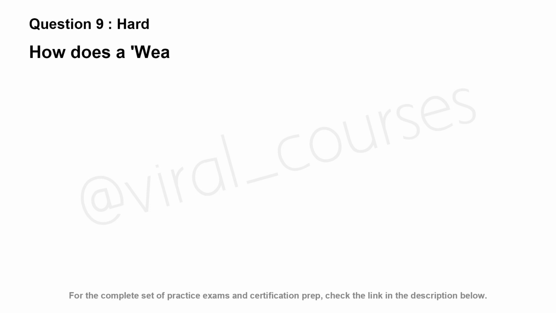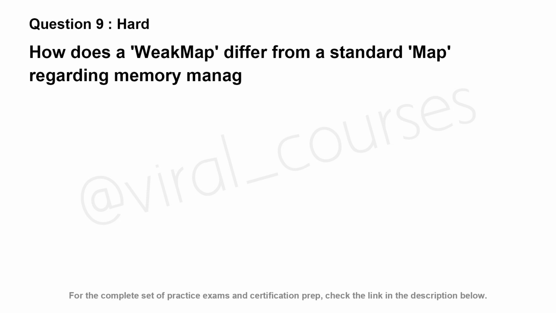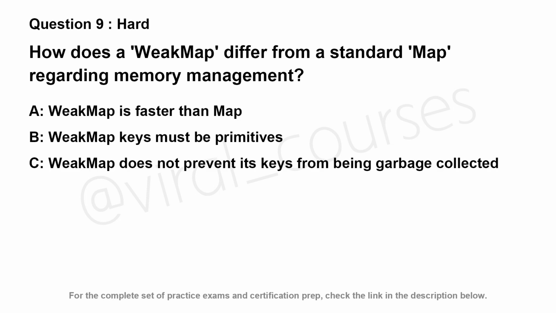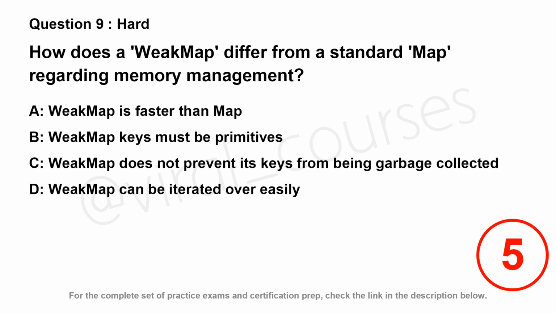How does a weak map differ from a standard map regarding memory management? Option A, weak map is faster than map. Option B, weak map keys must be primitives. Option C, weak map does not prevent its keys from being garbage collected. Option D, weak map can be iterated over easily.